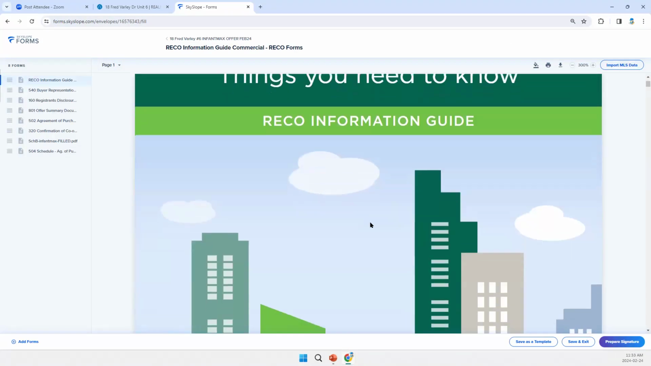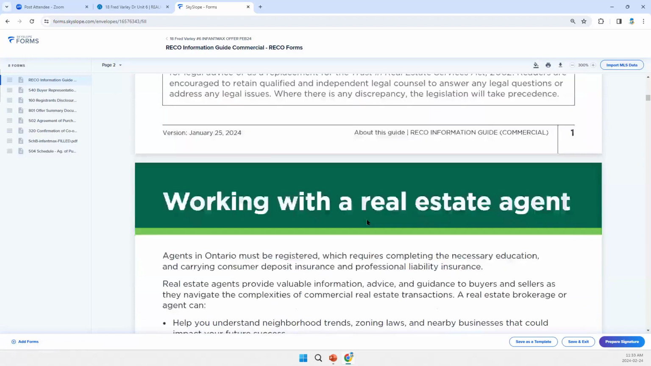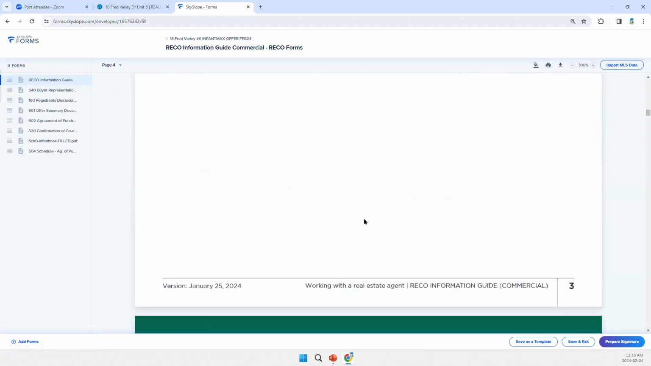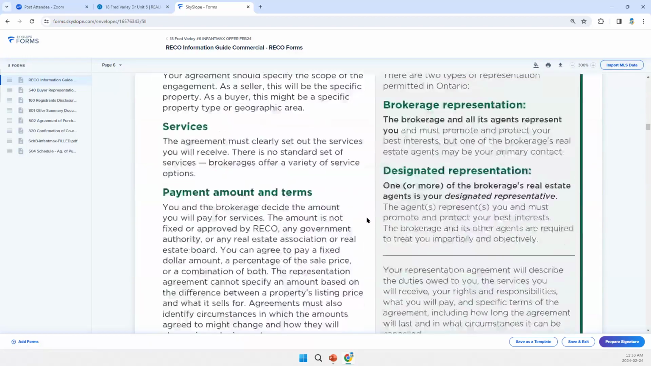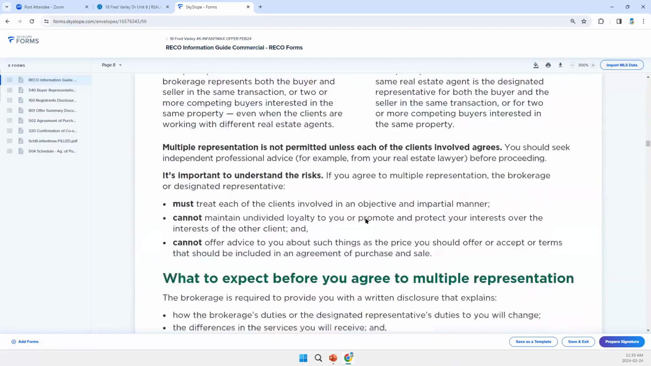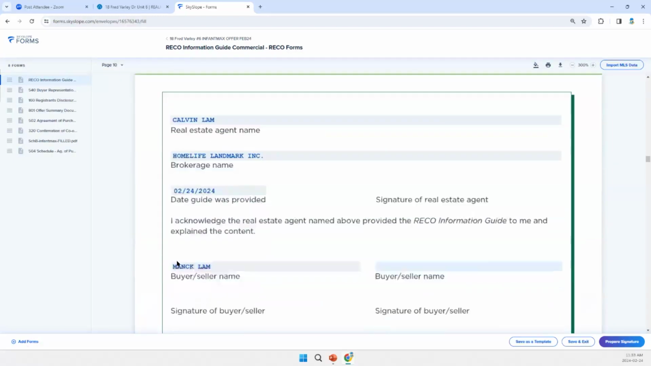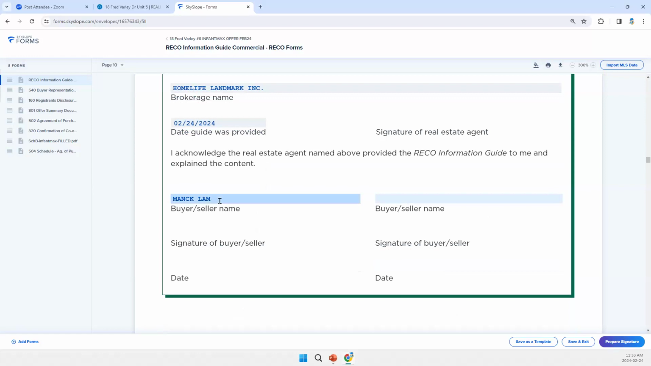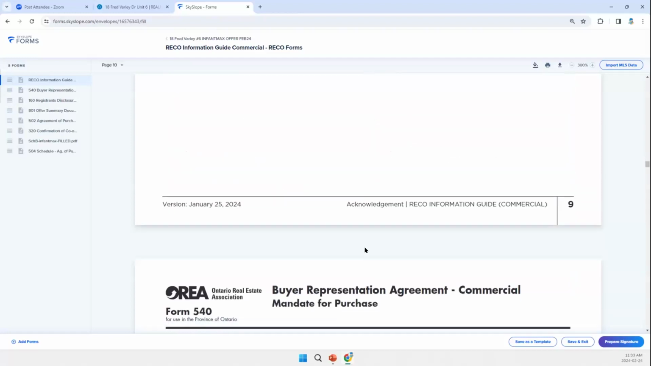The first one, as I mentioned, will be the RECO info guide because this is required by Trreb, and you have to do it. This is the form. You scroll down to the end, fill in your own agent name, company name, the date, which is today, and the buyer name. Now here, you can still use the personal name because it's not incorporated for a company, right? So use the personal name and send this form over to your buyer.